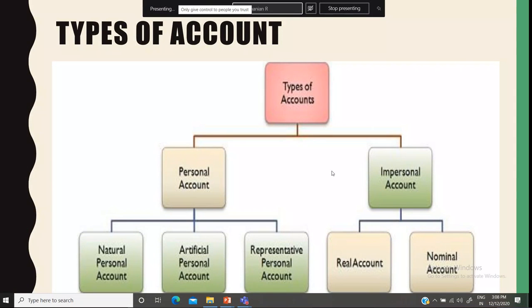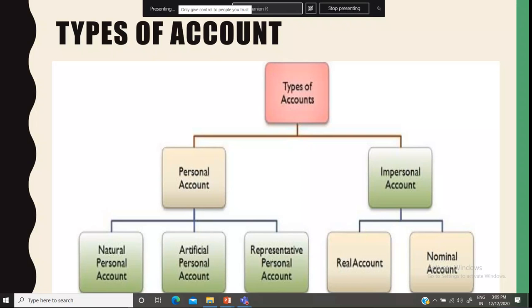So these are the types of accounts. Under that, one is personal, the other is impersonal. Natural personal means normal individuals with whom you will be having dealings. An artificial person is like some companies, some firms or some banks, if you are having dealings with them, then they are known as artificial persons. And what is meant by representative personal account is your outstanding expenses, your accrued income, your prepaid expenses and income received in advance. Those things will come under the personal account. Okay, and even the capital account and drawings account will also be considered under the personal account only.